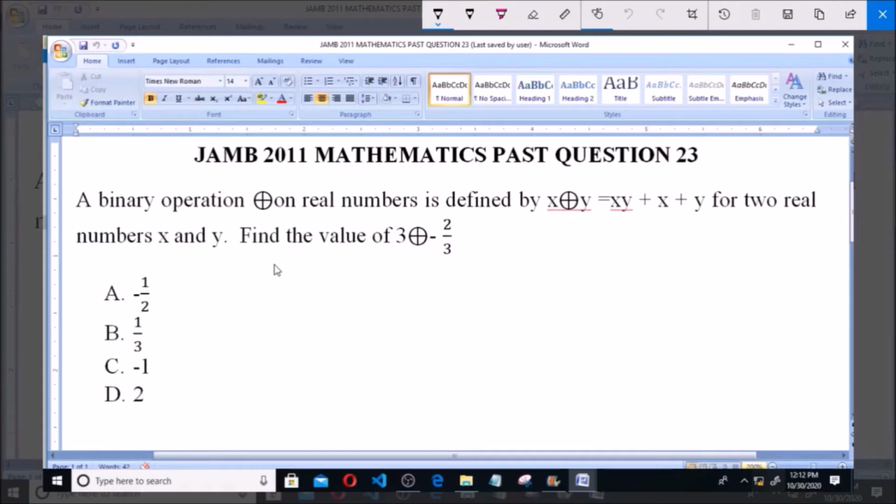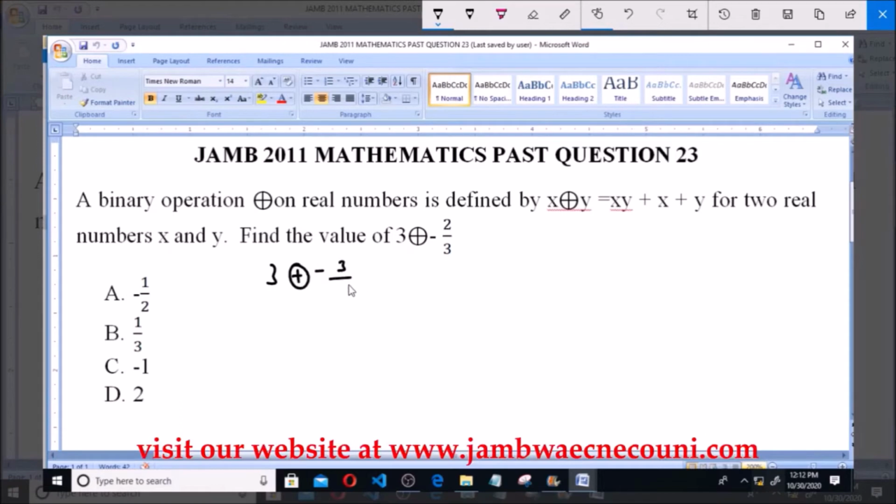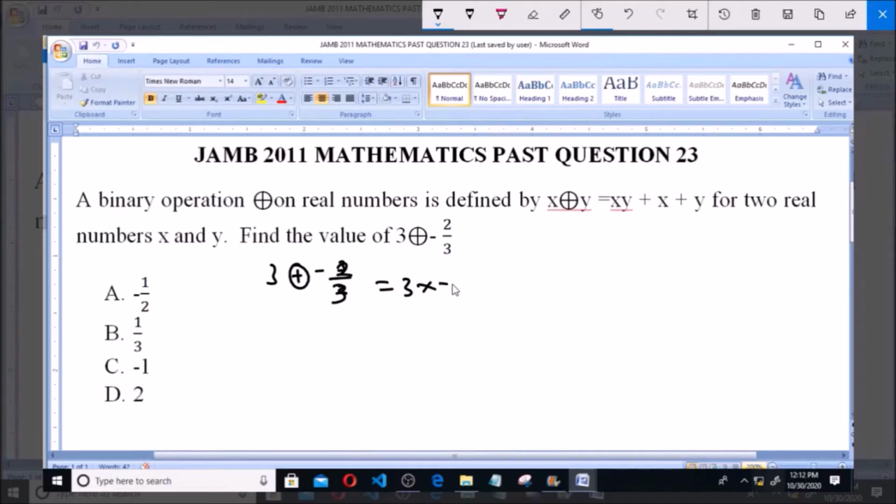Now this simply means that what? 3 circle minus 2 over 3 is equal to, from this, xy plus x plus y. So we have what? 3 times minus 2 over 3 plus 3 plus minus 2 over 3. Now 3 times minus 2 over 3, we cancel 3, so we have minus 2. So this is equal to what? Minus 2 plus 3 plus minus 2 over 3.